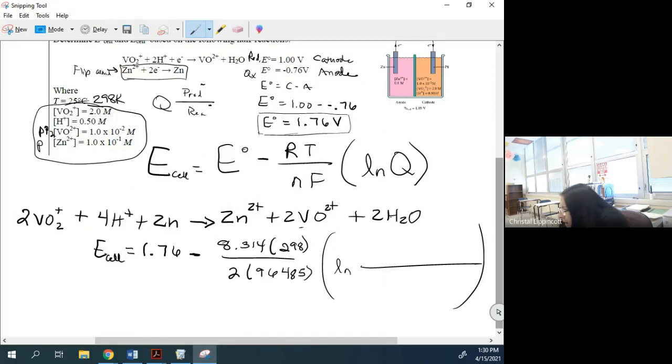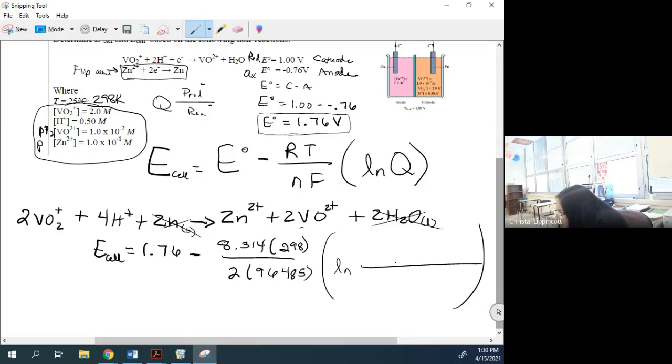Now, remember, for these equations, we don't count water in that Q value. This is in what state? See it right here? What state is that in? Solid, liquid, gas? Solid. We don't put solids in this thing either. So we don't need to account for him in this reaction quotient.